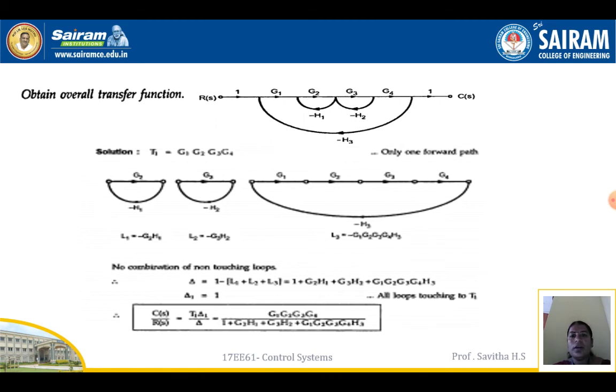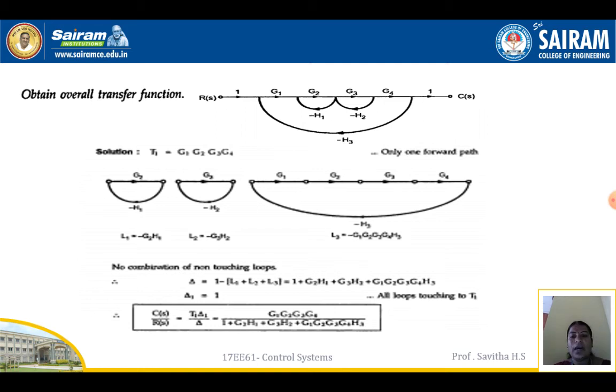Obtain the overall transfer function of the given signal flow graph. In this, there is only one forward path, T1 is equal to G1 G2 G3 G4. So delta 1 value is 1. Three loops are L1 is minus G2 H1, L2 is minus G3 H2, and L3 is minus G1 G2 G3 G4 H3. No combinations of non-touching loops.